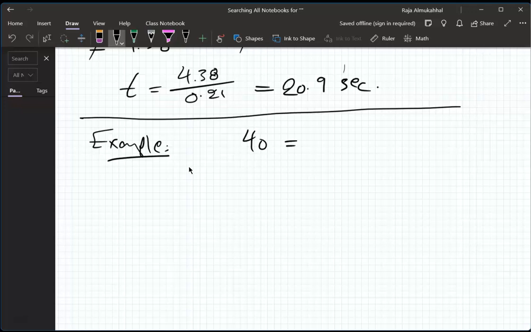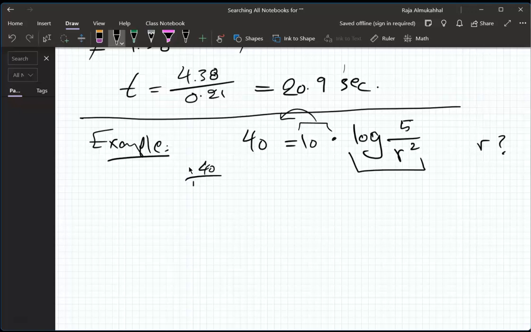So we have 40 equals 10 times log, not natural log, log, which is to the base 10. Again, it's in your calculator. 5 divided by r squared. And the question is, what is the value of r? So you already have the log in there. So what you do, first thing, again, you want to isolate the log. So you move this 10 to the other side. So it becomes 40 over 10 equals log 5 over r squared, and that will be 4 equals log 5 over r squared. And then what do we do with that?